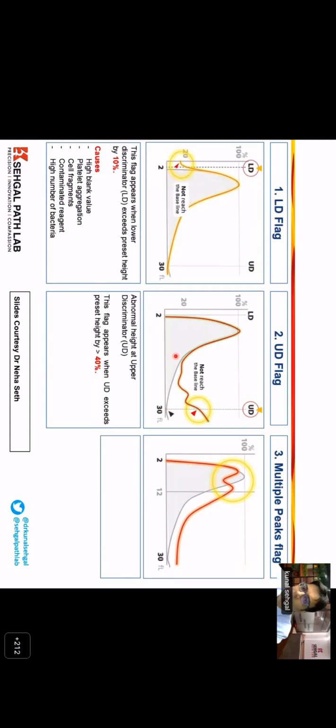So here the distribution curve intersects the upper discriminator line at the highest point, that is, up more than 40%. Yes. And the most probable causes are the platelets. It is because of EDTA incompatibility and clot, and giant platelets and microspherocytes. So anything other than microspherocytes? So micro RBCs or microcytic RBCs would be the right answer. Okay, sir.